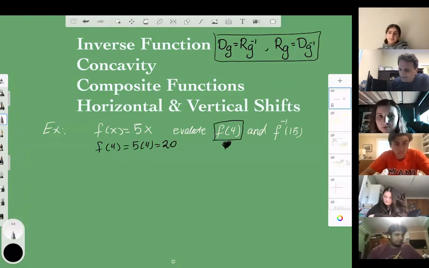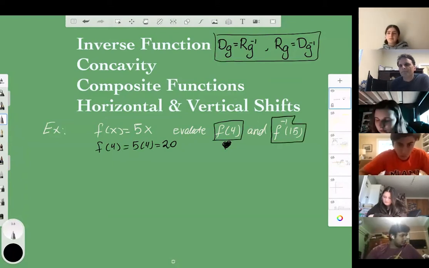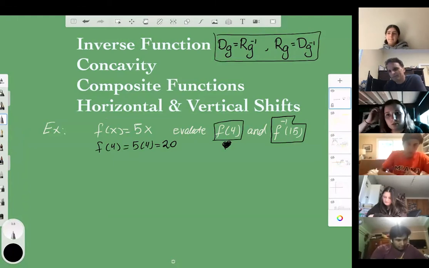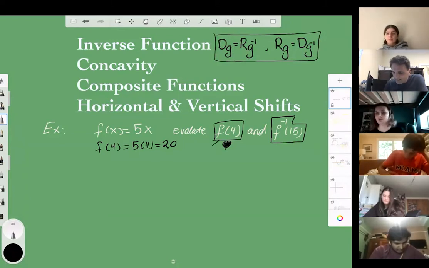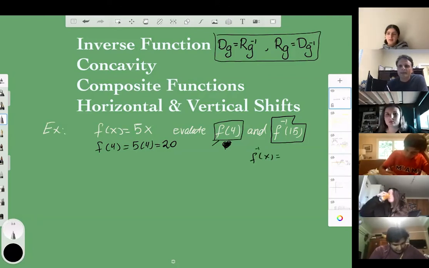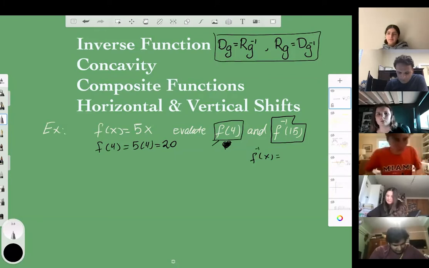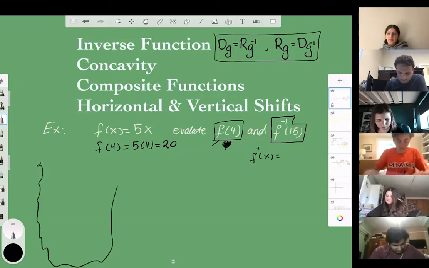Now the second part is f inverse of 15. Do we have a function for f inverse? No, correct? If we had f, we just plug it in. If we had the f inverse function, then we would plug 15 in for x. But because we don't have it, you need to go through the steps to find f inverse.